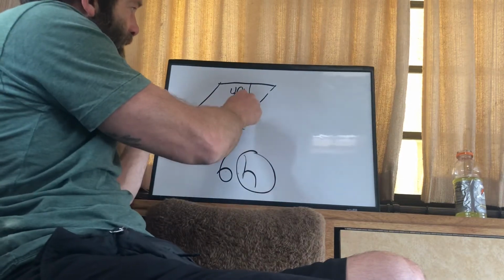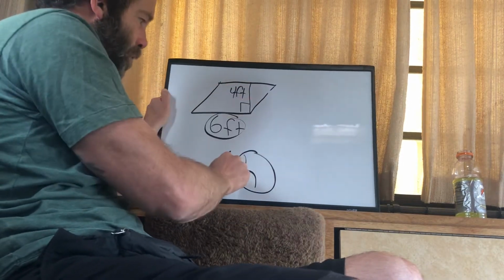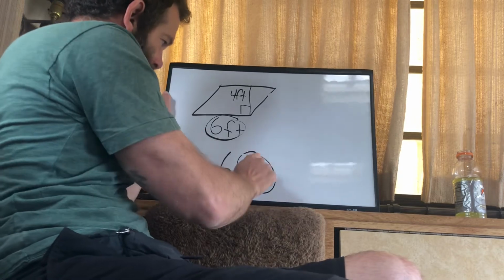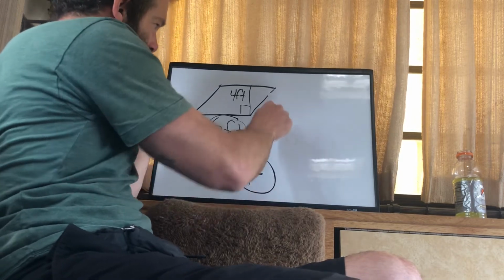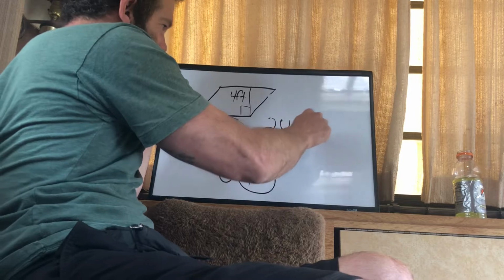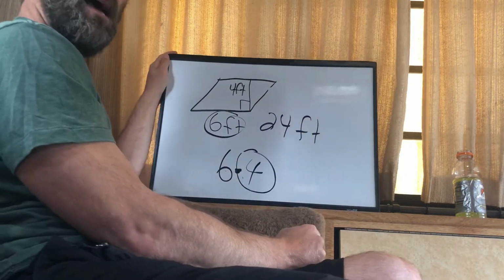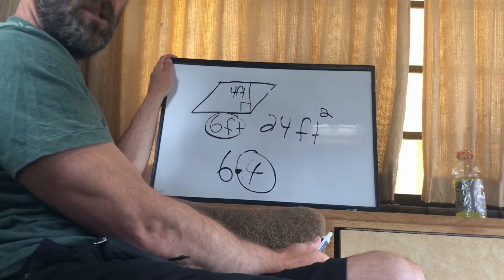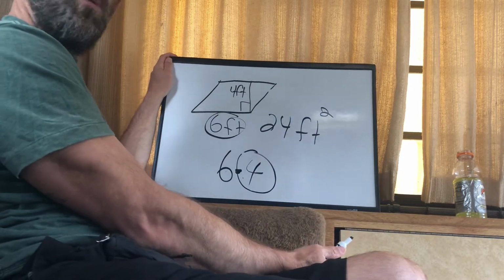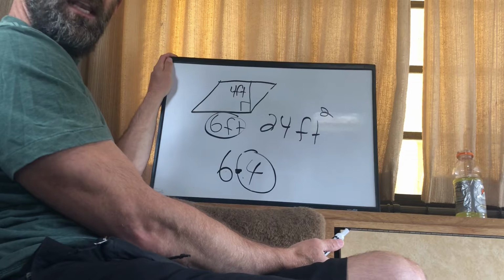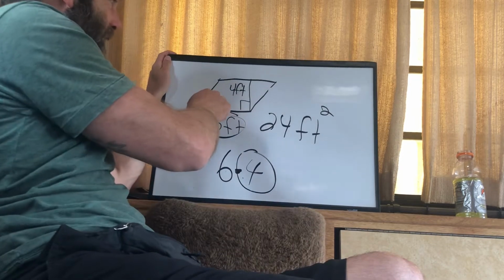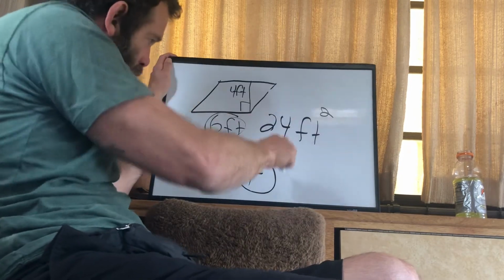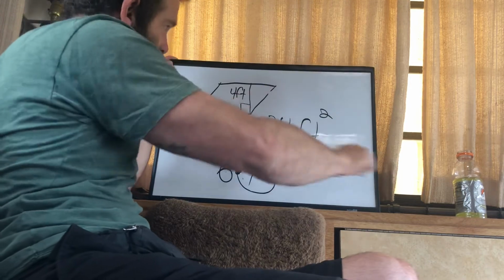If this is 6, the height straight up and down is 4. 6 times 4 is 24 feet. But what's wrong with that? It needs to be squared. 24 feet squared. That means if this truly was 24 square feet in area, you'd be able to fit 24 1 foot by 1 foot squares in this whole shape.